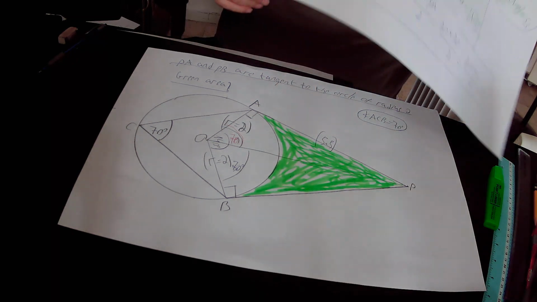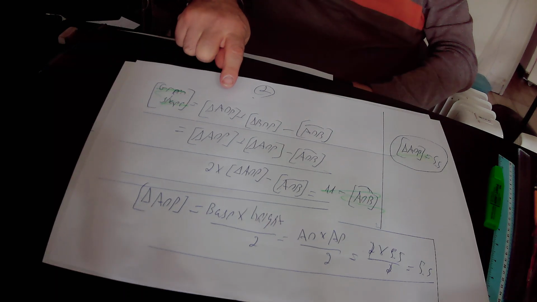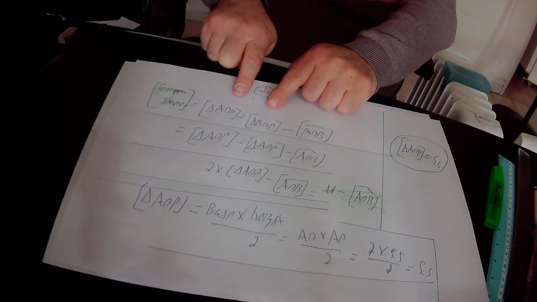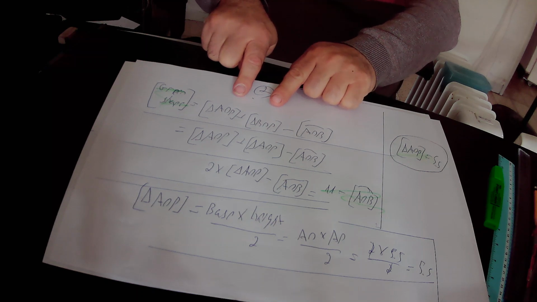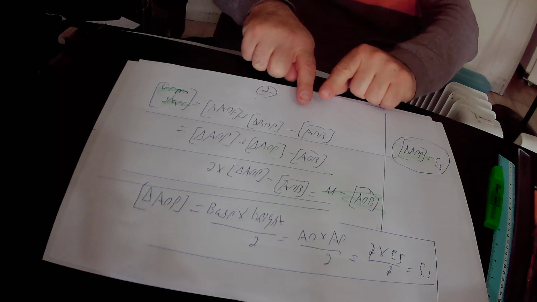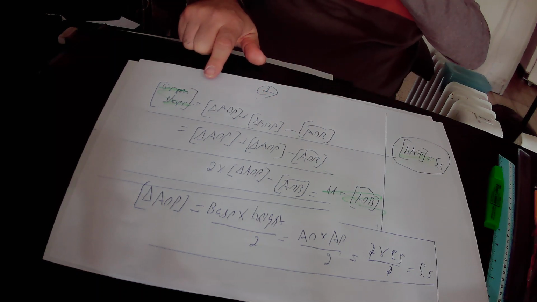Repeat again: the area of the green shape in total equals the area of the upper right triangle AOP plus the area of the lower right triangle BOP. So the sum of the areas of those two right triangles will give us the area of quadrangle AOBP. And then after we subtract the area of sector AOB from the area of quadrangle AOBP, we get exactly the area of this green shape.